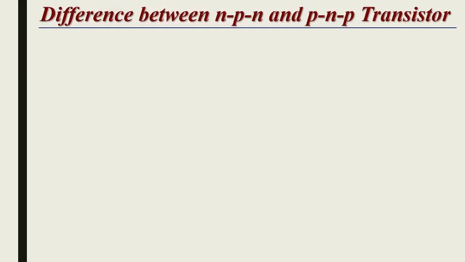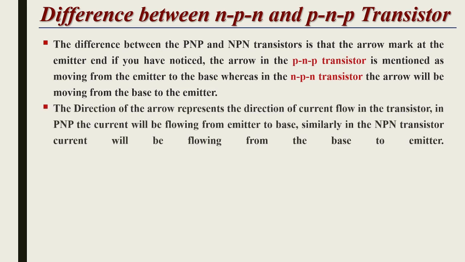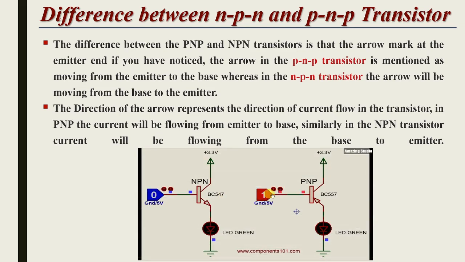What is the difference between NPN and PNP transistor? The difference is the arrow mark at the emitter end. If you have noticed, the arrow in the PNP transistor is moving from the emitter to the base, whereas in the NPN transistor, the arrow is moving from the base to the emitter. So the direction of the arrow represents the direction of current flow in the transistor. In PNP, the current flows from emitter to base. Similarly, in the NPN transistor, the current flows from the base to the emitter.